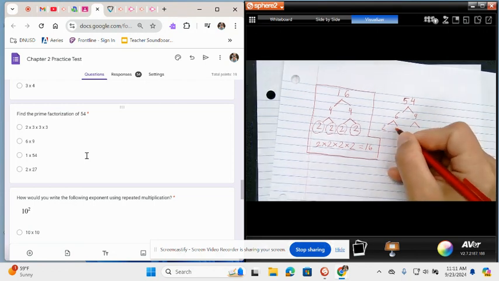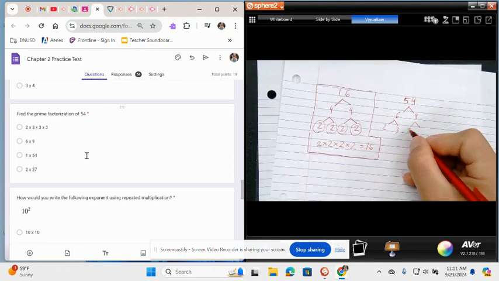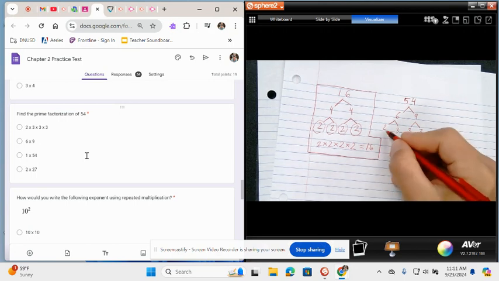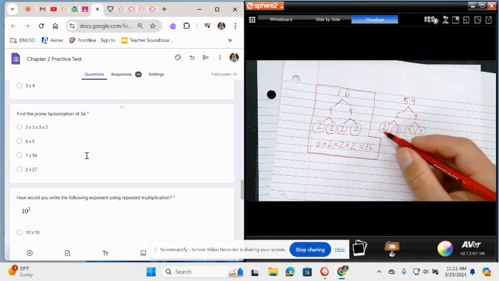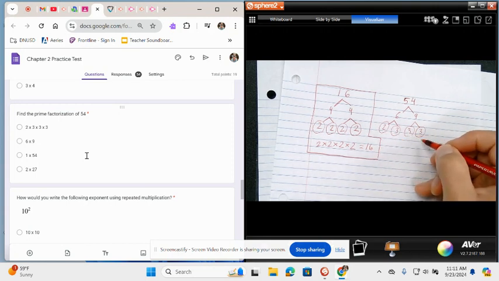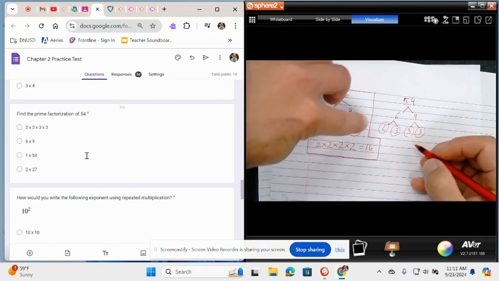And then 2 times 3 equals 6, and 3 times 3 equals 9. And 2, 3, 3, and 3 are all prime numbers, so that's when you're finished. Once all the numbers at the bottom of the tree are all prime, and the tree can't sprout any more branches, then you just multiply all those numbers together.